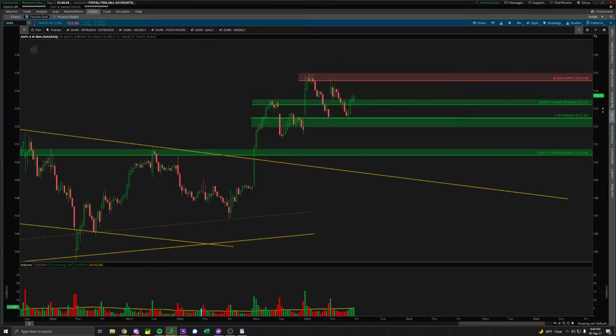So if Apple shot up to this supply zone in the morning, and it looked like it wasn't going to bust through it, and it looked weak and it met a lot of resistance, this is where I would like to take puts. And so we can see exactly what happened.